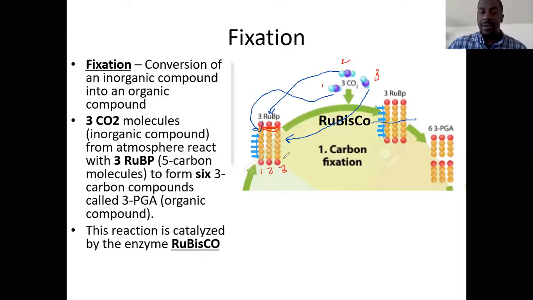Okay. So again, just to recap, we start with 3 of these 5-carbon RuBP molecules. Each of those RuBPs is going to interact with a carbon dioxide, and that's going to add a 6th carbon to those molecules. Once you have that 6th carbon, it's going to split in half, and you're going to end up forming 6 3-PGA molecules. Questions so far on the fixation step? Okay. All right, so that is the fixation step.